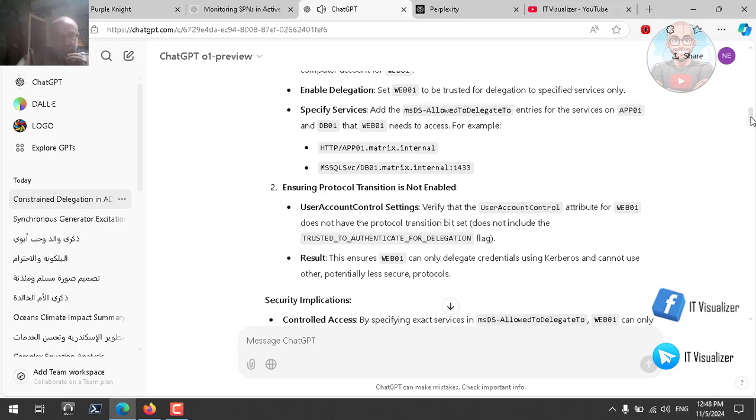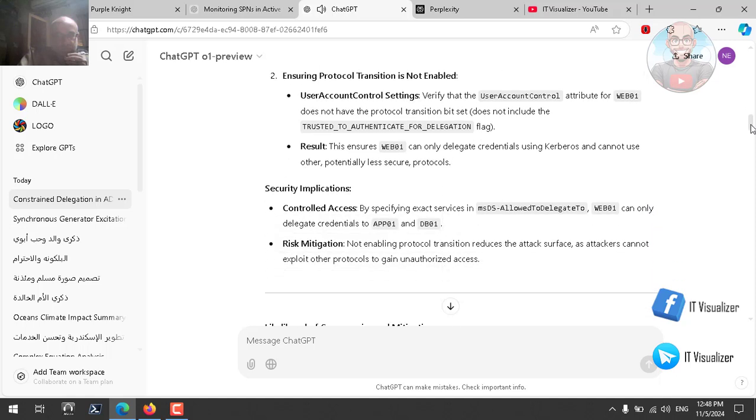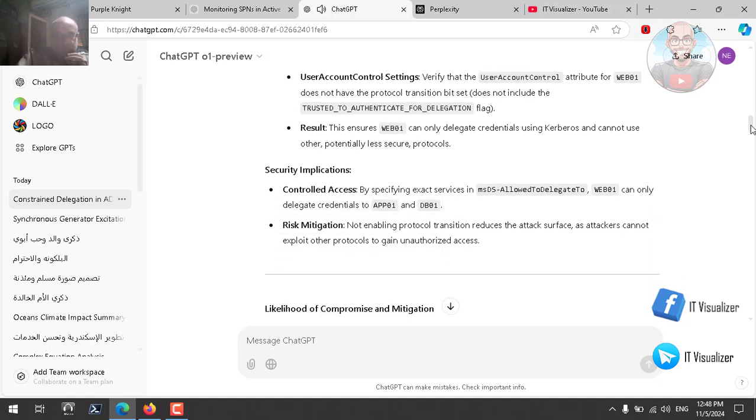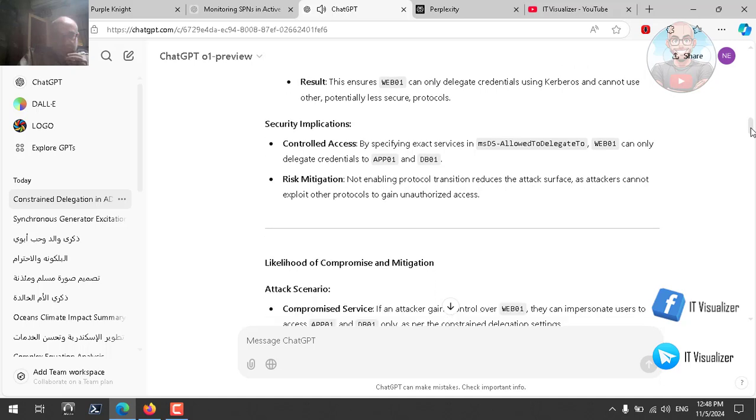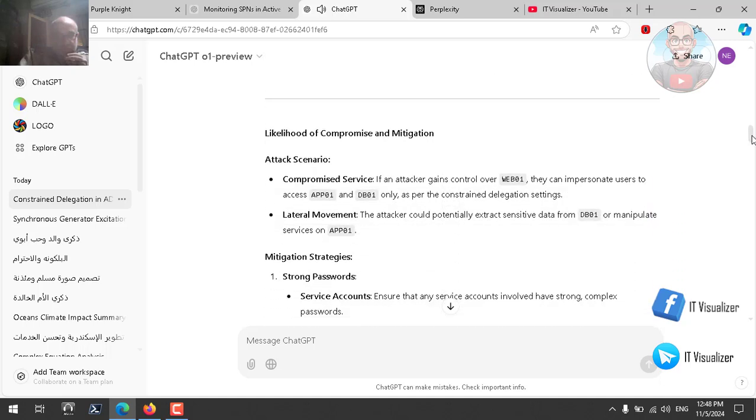Security implications. Controlled access. By specifying exact services in msDS-AllowedToDelegateTo, Web01 can only delegate credentials to App01 and DB01. Risk mitigation. Not enabling protocol transition reduces the attack surface, as attackers cannot exploit other protocols to gain unauthorized access. Likelihood of compromise and mitigation.